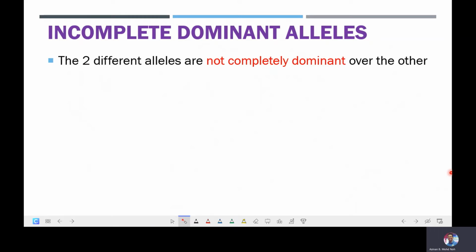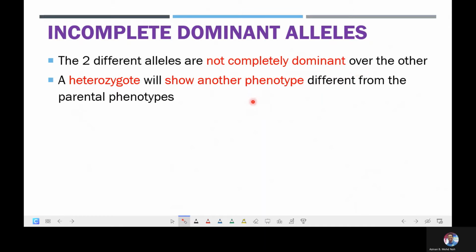The second type of deviation from Mendelian inheritance will be about the incomplete dominant alleles. This refers to two different alleles which are not completely dominant over the other. In this case, a heterozygote will show another different phenotype which is different from the parental phenotypes.